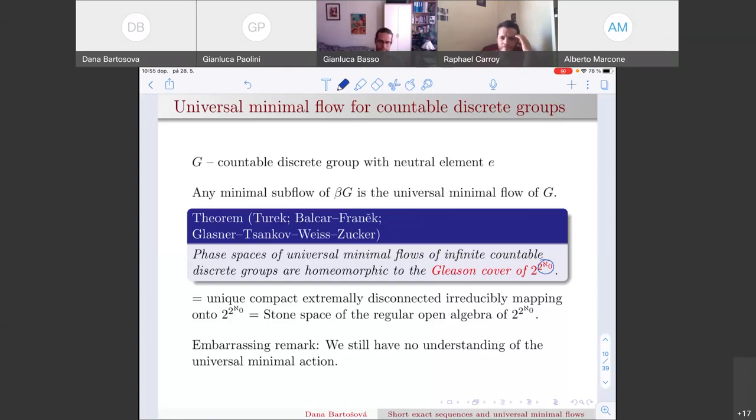Another question, I'm interrupting you. The phase space is always the same no matter what G is, right? Correct. But obviously we expect the universal minimal action to depend on G. You could have torsion, no torsion, a different number of generators. So different groups will act in a different way on the very same space. Exactly. Okay.